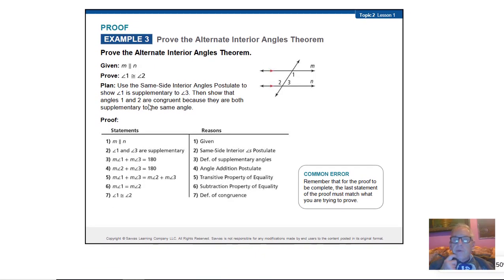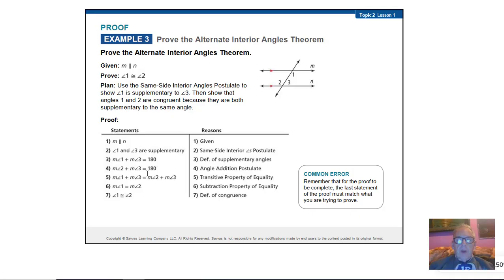Here they do prove the alternate interior angles theorem. So let's see what they do here. You've got m parallel to n, which is given. We've used the same side interior angles postulate, which says that angle 1 and angle 3 must add to 180 degrees. They're supplementary. So from supplementary, we have that their measures are equal to 180. We also have that angle 2 and angle 3 are supplementary because they make a linear pair.